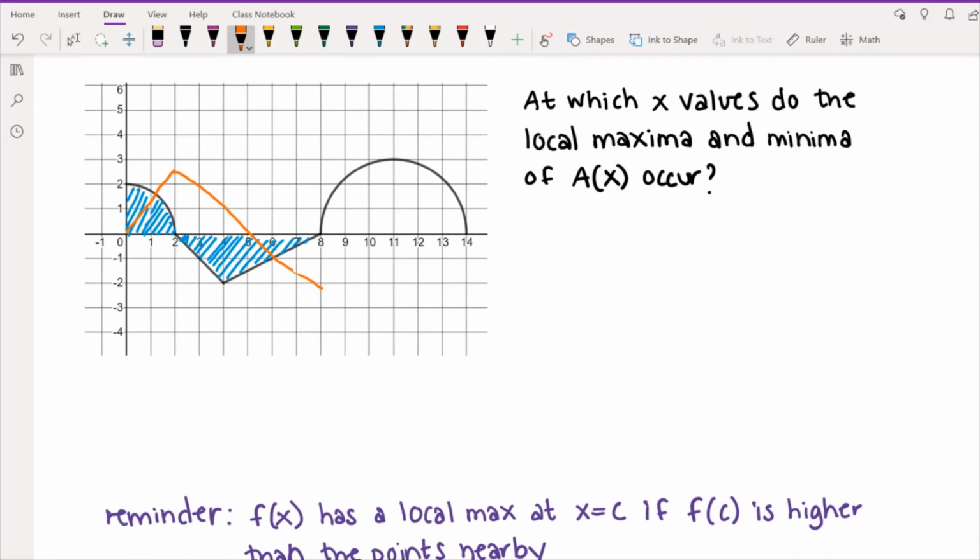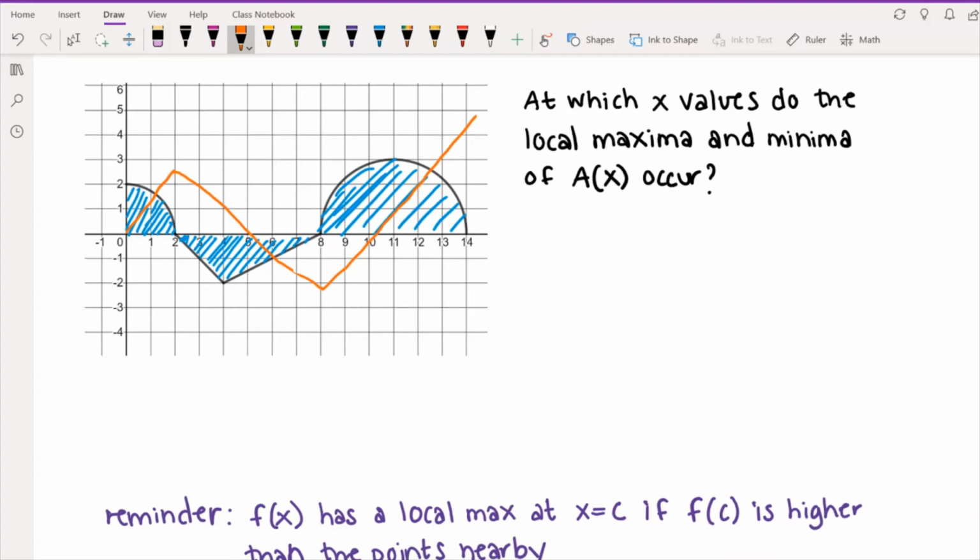Now when we hit 8, well, after 8, now we're adding in more positive area. And so what's going to happen to this area function? Well, it's going to start increasing again. And I want to, again, just reiterate, the area function would not actually be linear like this. This is not exactly what it would look like. I'm just doing this to give a sense of, is it increasing or decreasing?